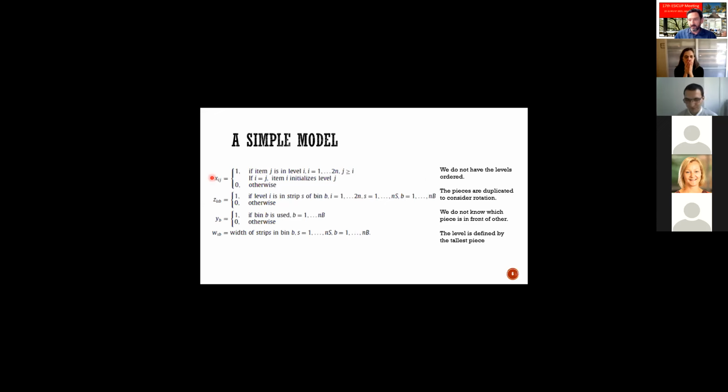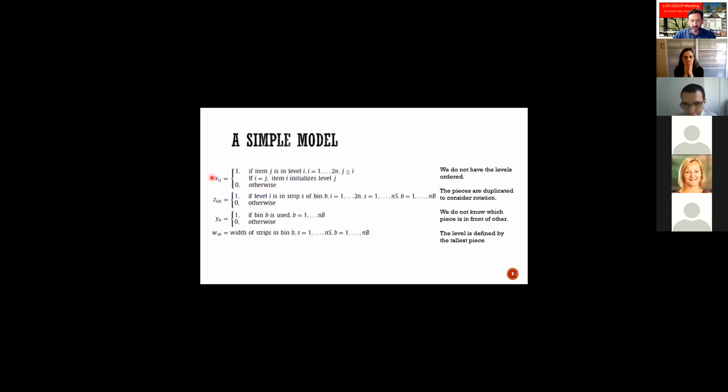Lodi et al. consider that items are ordered by height, and their model is based on two main ideas. First, there is always an optimal solution in which the first leftmost item in a level is the tallest in the level. And second, the first bottom level packed in a bin or strip is the tallest level in the bin or strip.